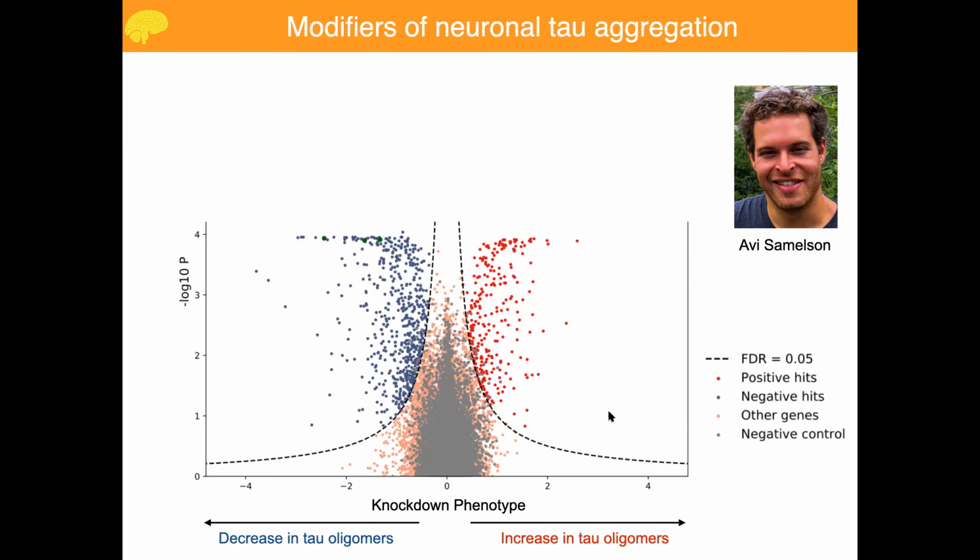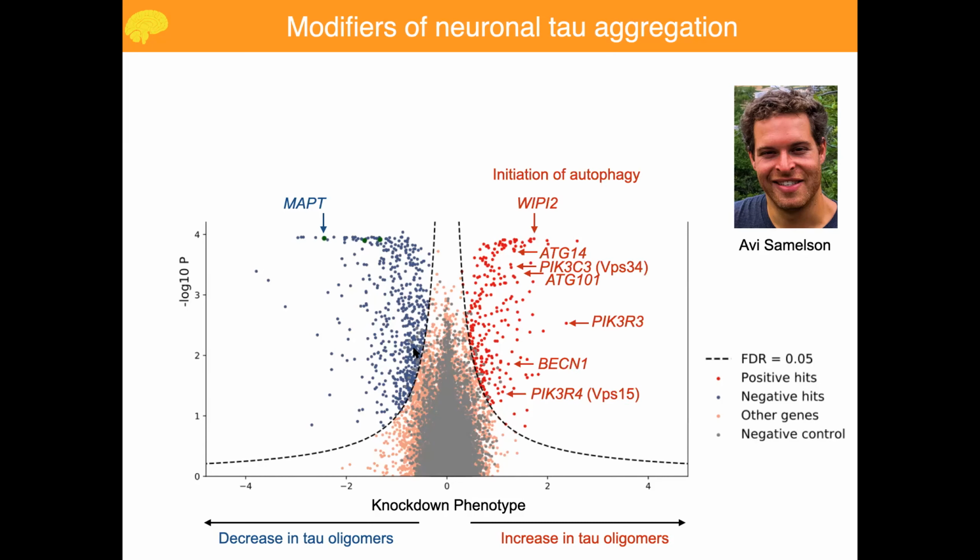And so just to show you that this is really working, on this volcano plot, we have 20,000 genes and their phenotypes. On the right, increase in tau oligomers. On the left, decrease in tau oligomers, knocking down MAPT. Tau itself was one of the top hits where we get fewer tau oligomers, so that makes sense. It's a kind of a sanity check. And other things that make sense is that knocking down autophagy factors, for example, builds up tau oligomers, and autophagy is thought to be a clearance mechanism for protein aggregates, versus knocking down mTOR, a negative regulator of autophagy, is beneficial and reduces tau oligomers.